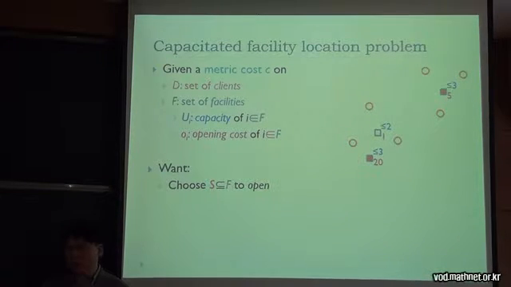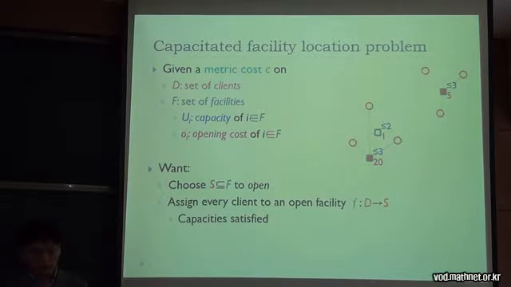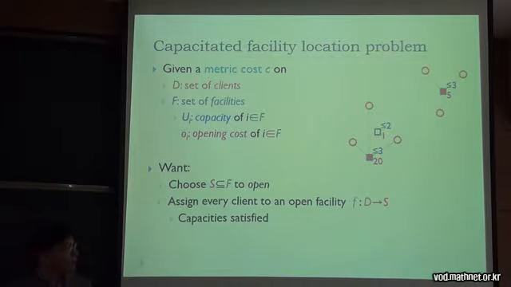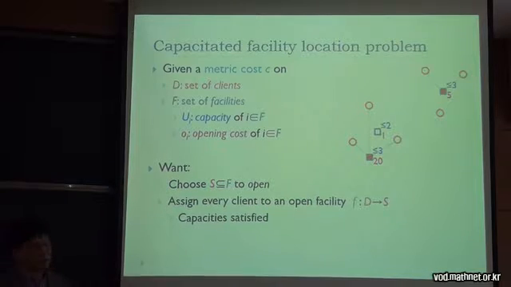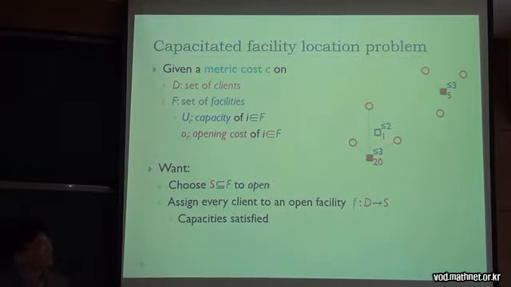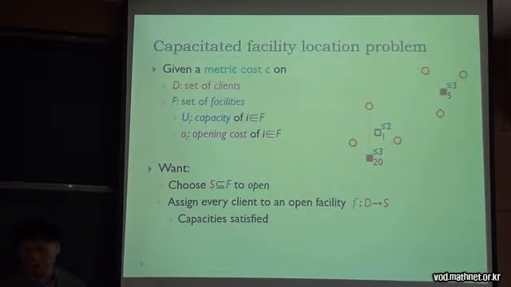Now the goal of the problem is to choose a subset of facilities that we say to open. And then the second goal is to assign every client to one of these open facilities. And while we are doing this assignment, we also want to make sure that the capacity constraints are satisfied. In other words, if we see any open facility, then the number of clients that are assigned to this facility cannot exceed its capacity. So this particular solution that I have shown in this picture is feasible.